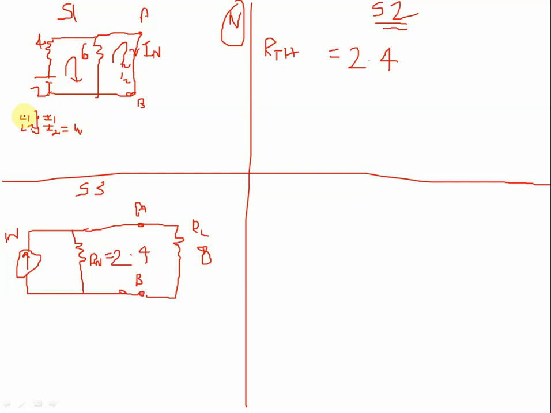Okay, so let's write the equations. You write the loop number 1 equation using Kirchhoff voltage law. Directly, in one step: 10 I1, in the opposite direction, minus 6 I2, is equal to 2. So this is equation number 1.